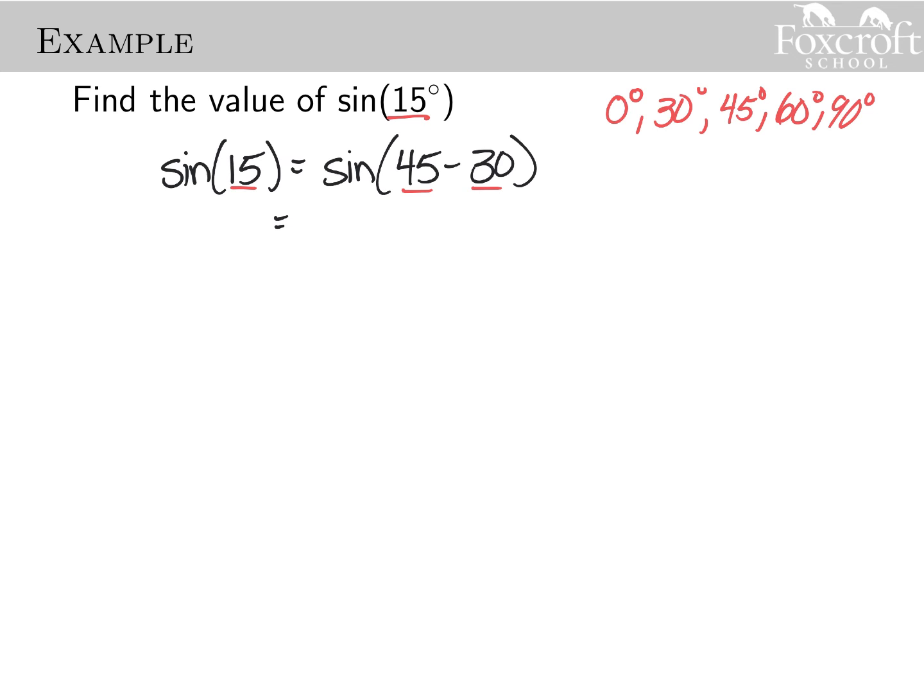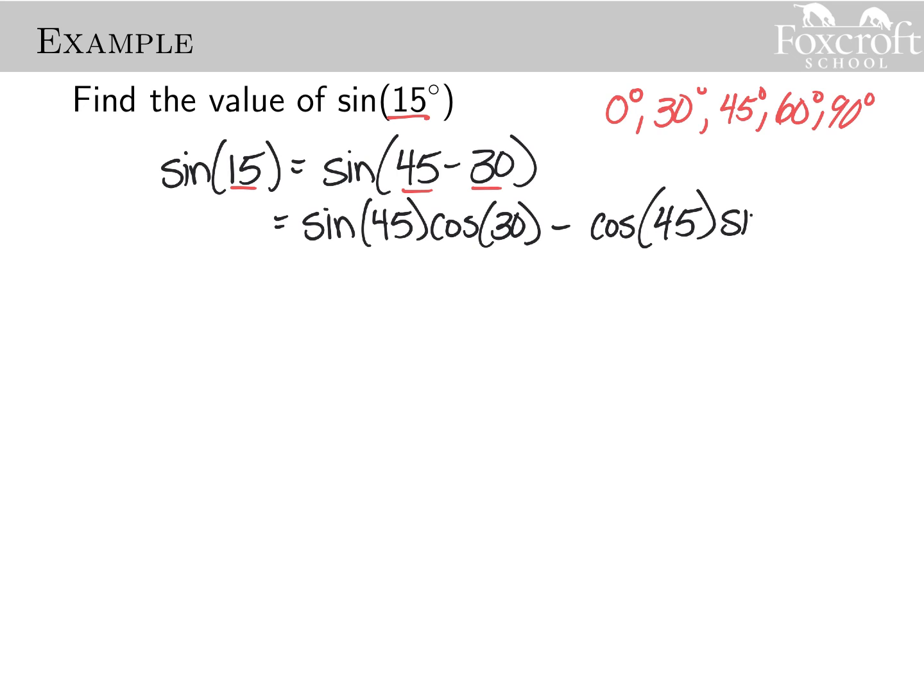And now it's just like the previous examples. I have sine with a minus sign in the middle. I look at my formula that says I take the sine of the first angle times the cosine of the second angle. Then I subtract the cosine of the first angle, sine of the second angle. So exactly like we did in the last problem, except for now instead of alpha and beta, we have the actual numbers 45 and 30.